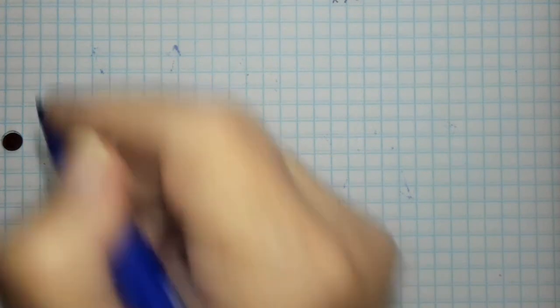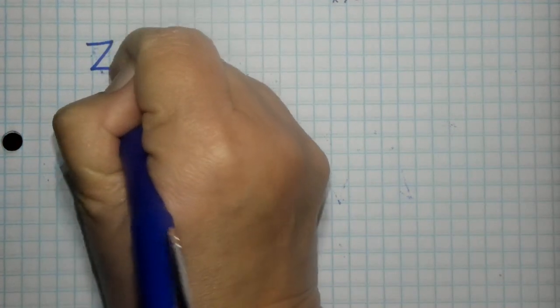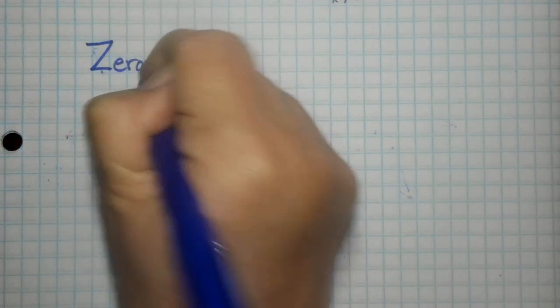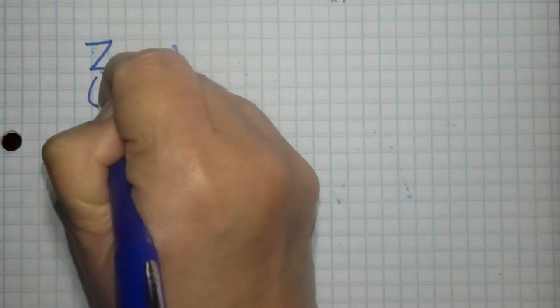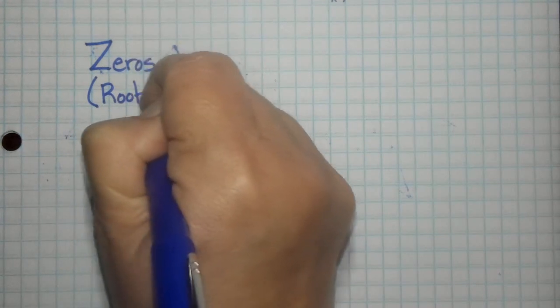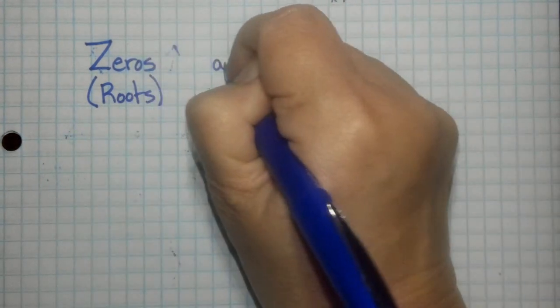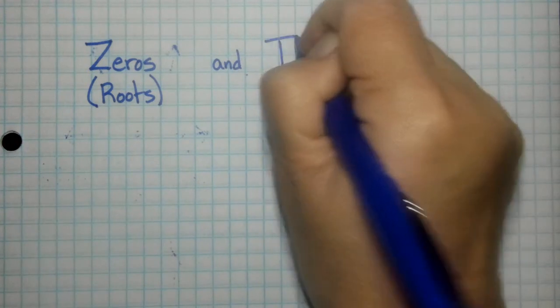So now we're going to move on and talk about zeros, which are also called roots, right? And turning points.